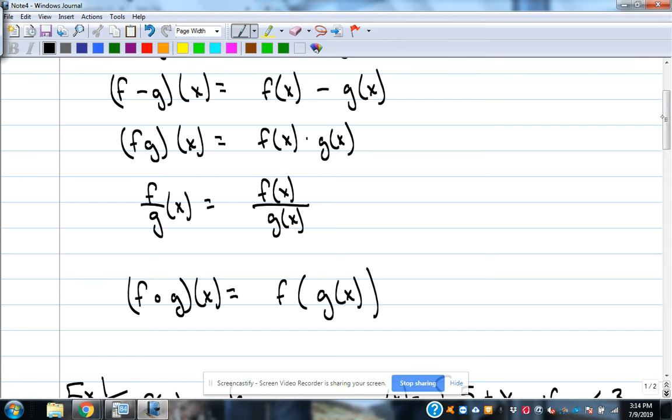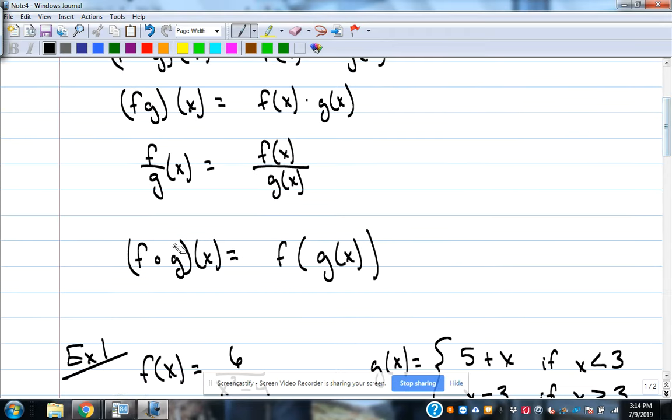The composition is a little bit more difficult. We're taking f composed with g of x. So this is a little circle. It's not the letter O. F composed with g of x means take the g of x function and plug it in as x in the f of x function. So you're taking the y value for g of x and making it the x value for f of x.